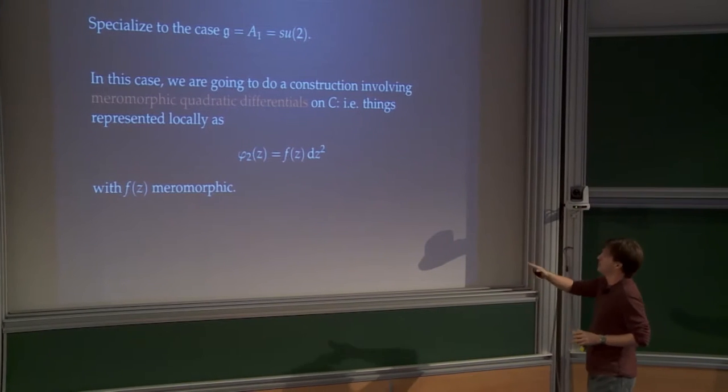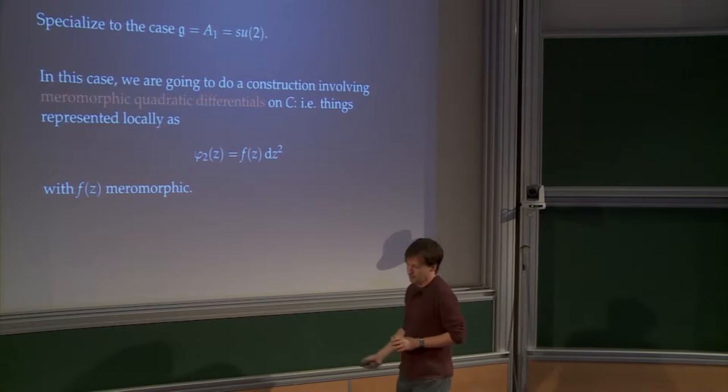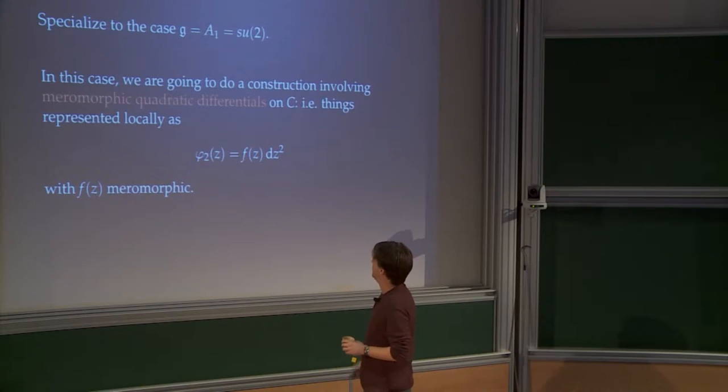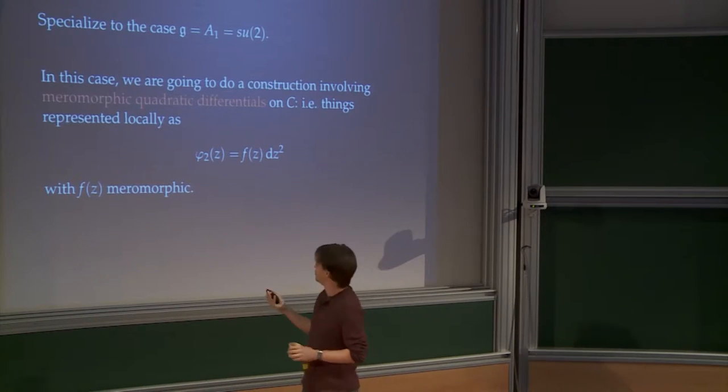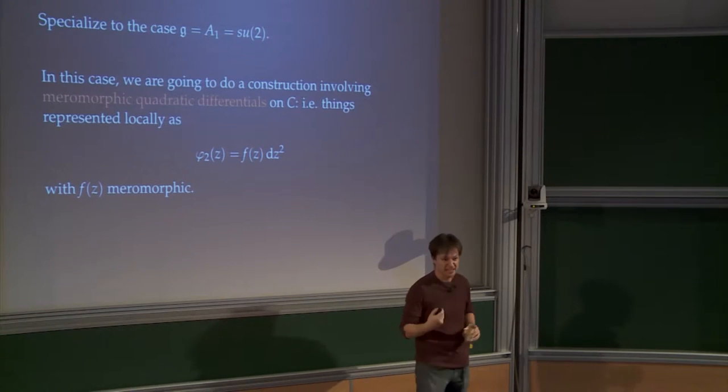So if I fix the singularities, so they're meromorphic, they're going to have singularities exactly at the points zi that I marked. And if I fix the order of the singularity at each of those marked points, then there's some finite dimensional space of these meromorphic quadratic differentials. And that's going to be my parameter space.